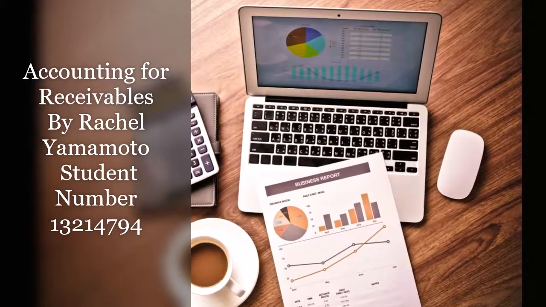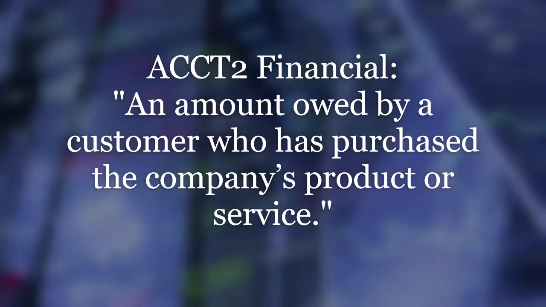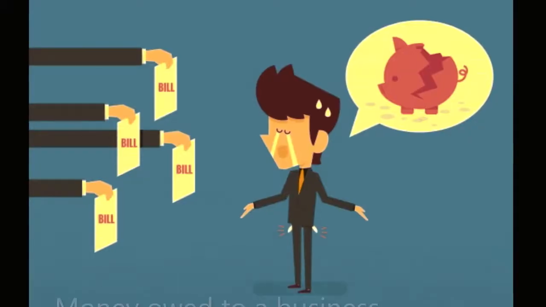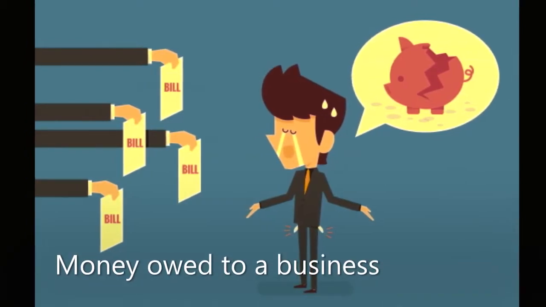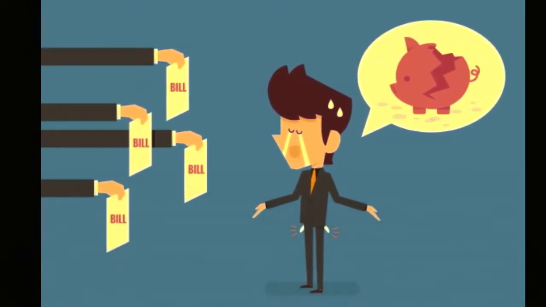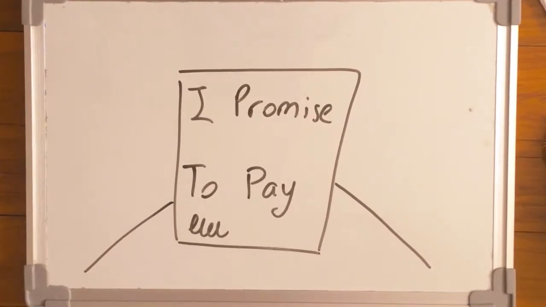Accounting for receivables. According to the ACCT textbook, receivables are an amount owed by a customer who has purchased the company's product or service. In simple terms, it's money that a company is owed by someone else, whether it be a person or another business, when they buy something without paying upfront. This is called on credit.